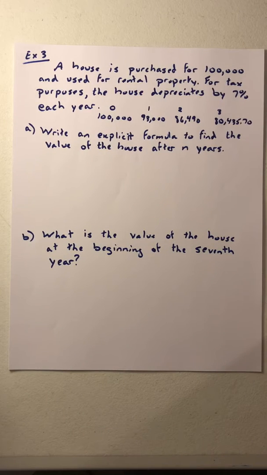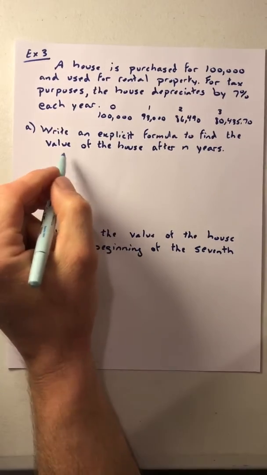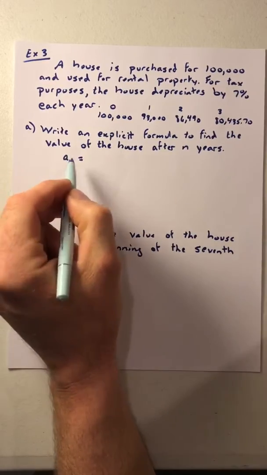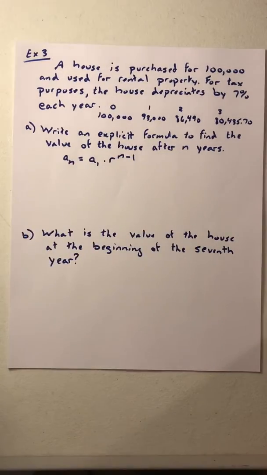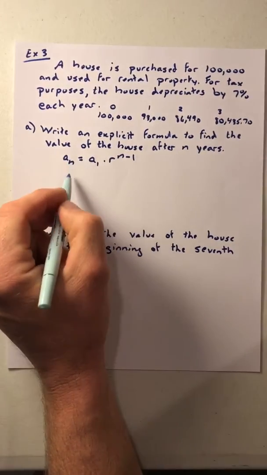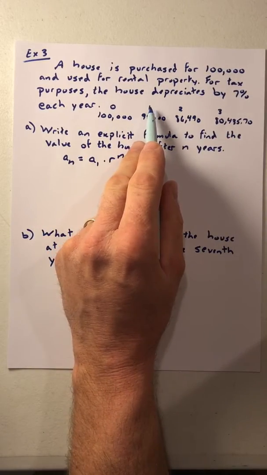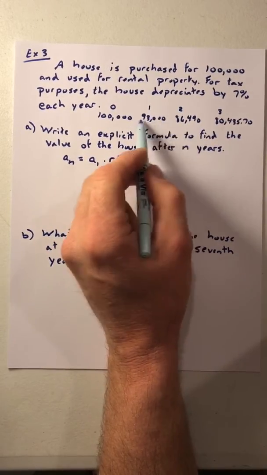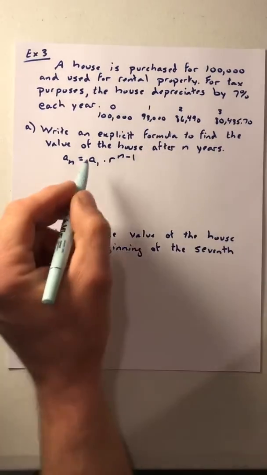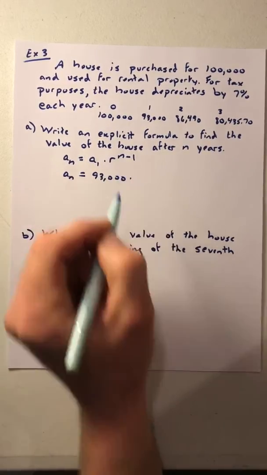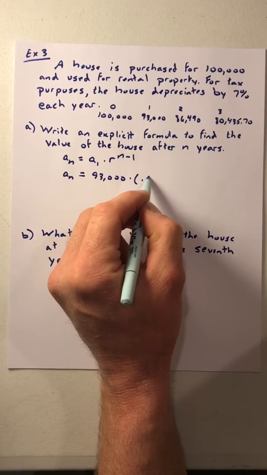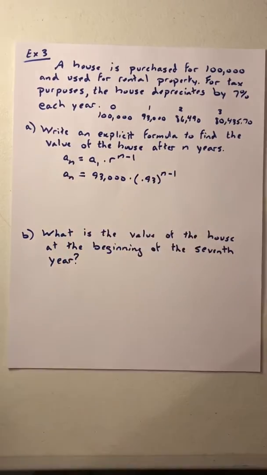So can we write an explicit formula to find the value of the house after n number of years? So our explicit formula, remember again, is a sub n equals the first term times that common ratio to the n minus 1. Again, we should remember that our first term of the sequence actually starts at 93,000. So a sub n is going to equal 93,000 times my common ratio, which was 93%, to the n minus 1.